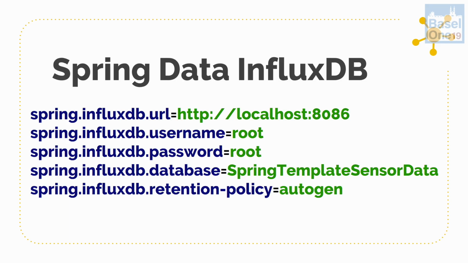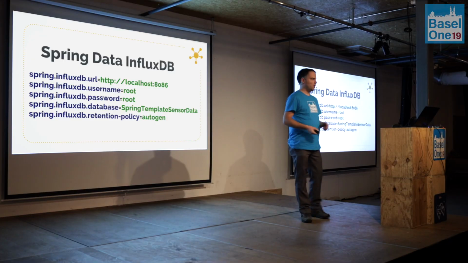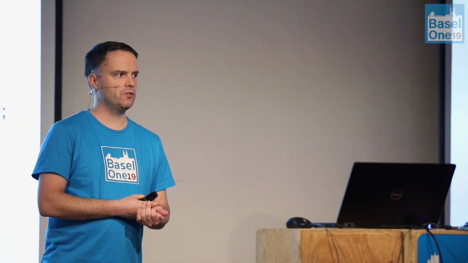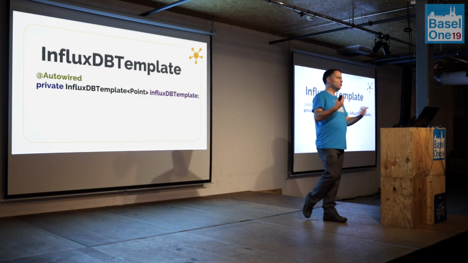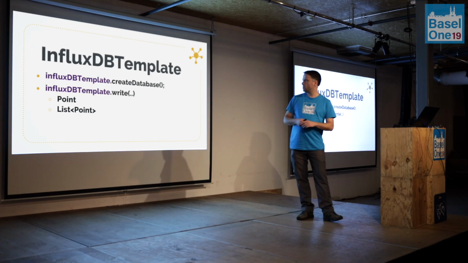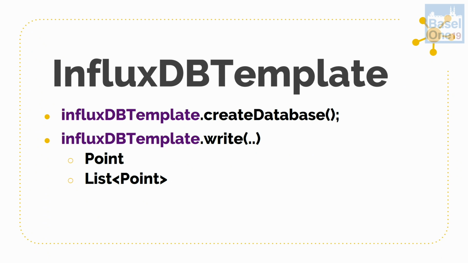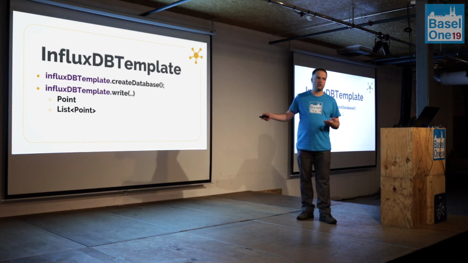To make it work, we use a few properties in the property file of Spring to specify the different configurations. After that, we can auto-wire an InfluxDB template, and the InfluxDB template can then be used to store everything in a database. So we can use create database and InfluxDB template.write, and you see that write supports both writing a point and a list of points. So underwater, it does some batching and stuff to make it easier.